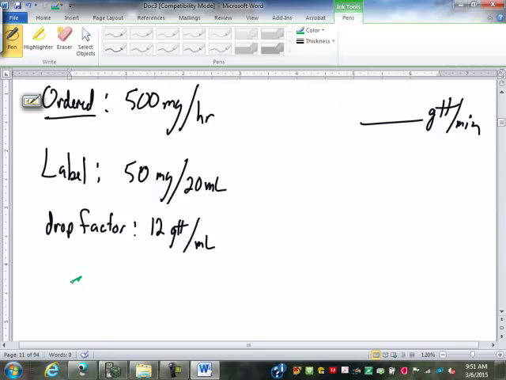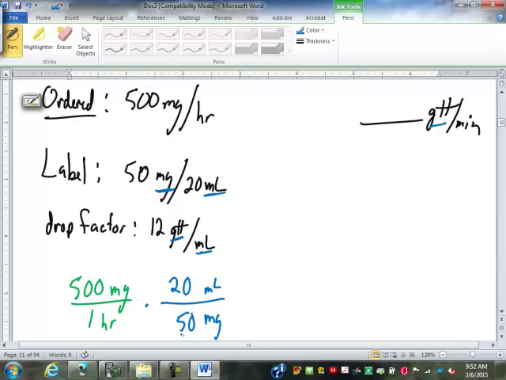So we are ordered 500 milligrams, and this is where we said if there's time in there, that becomes our denominator. So 500 milligrams over 1 hour. We need to somehow get to drops per minute. Well, to get to drops, we need to know milliliters. So we're going to get rid of our milligrams here. And we do have a relationship between milligrams and milliliters. 50 milligrams to 20 milliliters. So cancel out the milligrams.